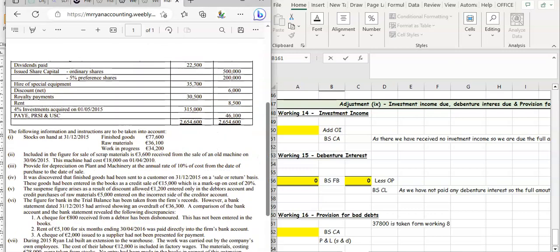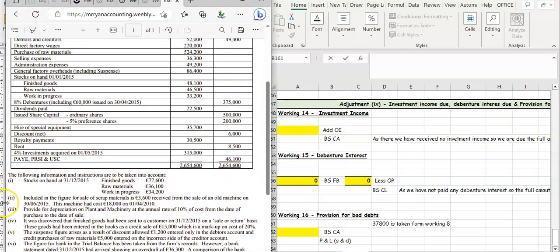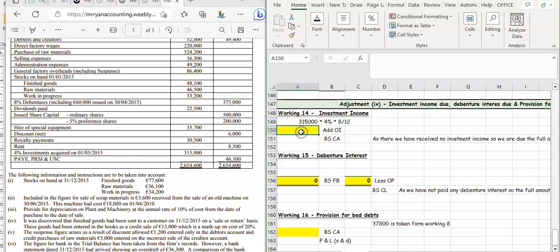We'll have a look at the trial balance and look for investing income. So we've got investments here, so 4%. So you've got 315,000. That's our investment that we've invested, 315,000. We get interest of 4%, and we purchased them on the 1st to the 5th. So you've got 5th, 6th, 7th, 8th, 9th, 10th, 11th, 12th. So you got 8 months. You got 8 12ths. So it's 315,000 multiplied by 4% multiplied by 8 12ths.